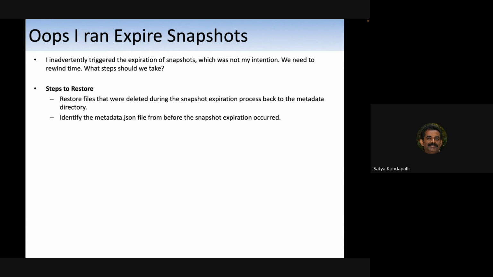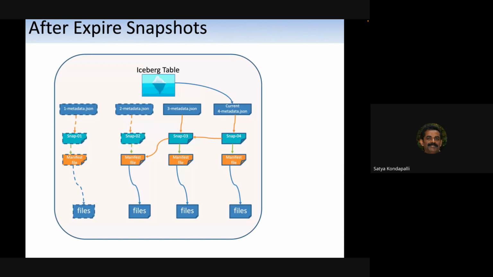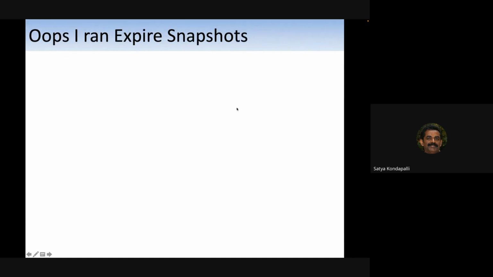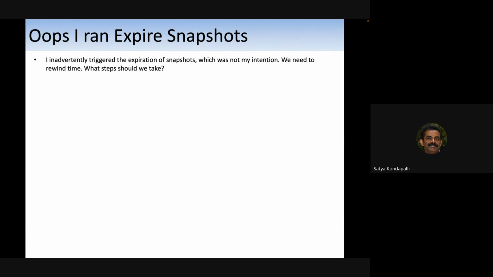And for each table, before you restore, you need to find out the most recent metadata JSON, right? So take a backup of these files, then find the most recent metadata JSON before you run any procedures, right?